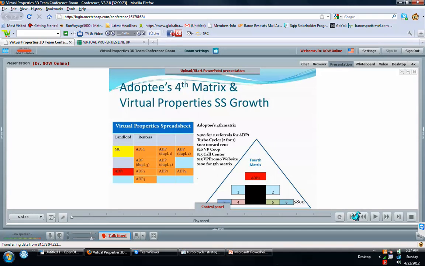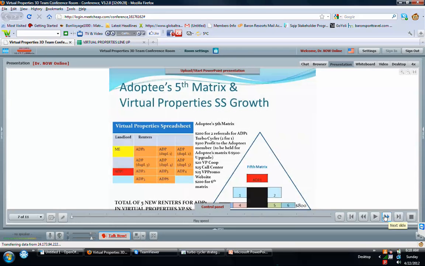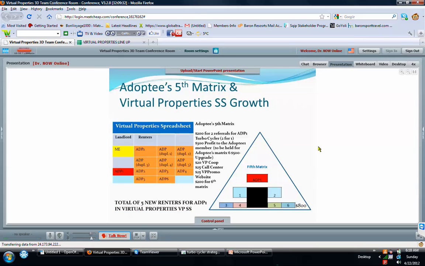Now let's go to the fifth matrix. Again, the fifth matrix is paid out of the $800 from the fourth matrix. So it all comes out of profit. And here we're finishing up the 5 people for your adoptee. We're still on your adoptee, same person. All you've done is bring in 4 people, 2 for yourself and 2 for him, and you purchased and actually adopted him, the adoptee, on your pay line.